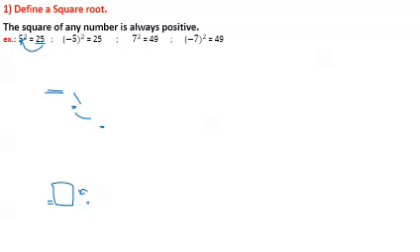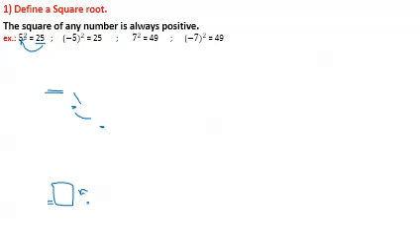The square of any number is always positive. Like 5 squared is 25, minus 5 squared is 25, 7 squared is 49, and minus 7 squared is also 49, because the even exponent gets rid of the minus.